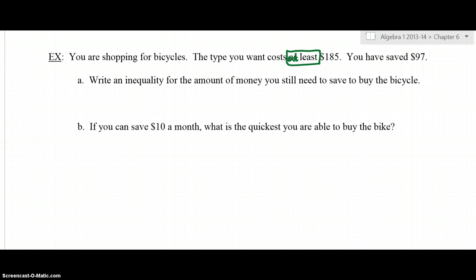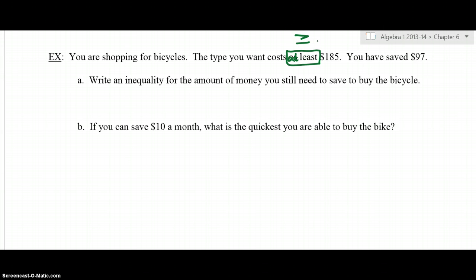What symbol is going to go with at least? Because could your bike cost $185? Yes. Could it cost $190? Yes. Could it cost $180? No, because it says at least $185. So what symbol? That's right. Greater than or equal to.